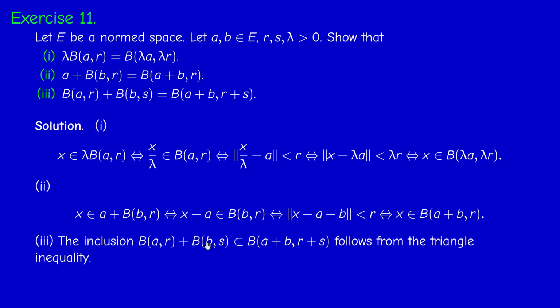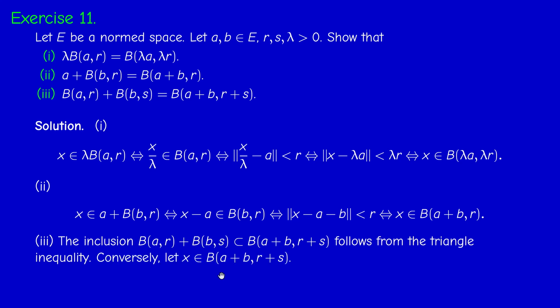from a plus b is, if you use the triangle inequality, you get that the norm of x plus y minus a plus b is less than r plus s. So just apply the triangle inequality, and you write the details. It's easy. Now, conversely, you take an element in this ball and prove that it can be written as a sum of two elements, one here, one here.